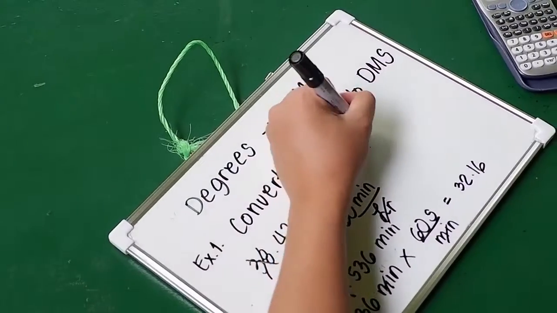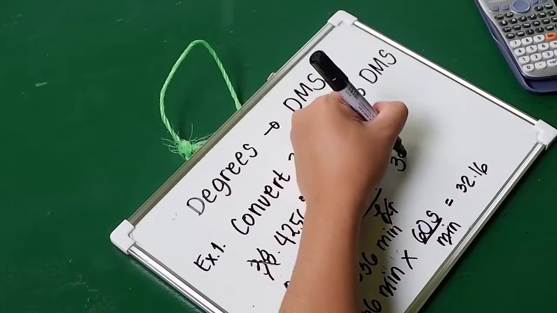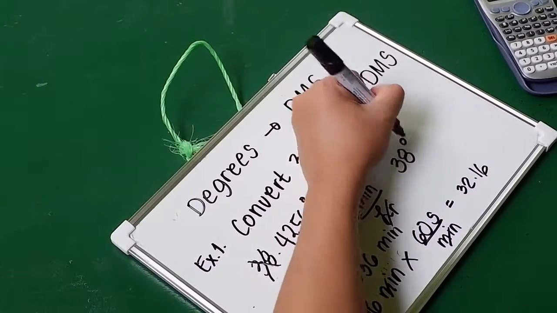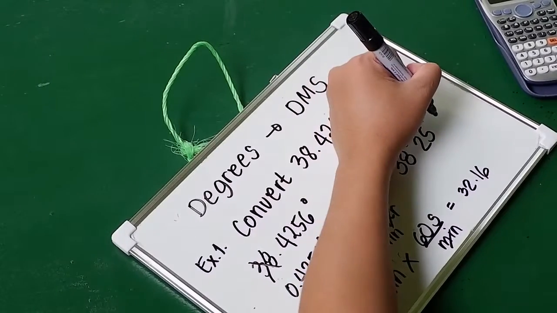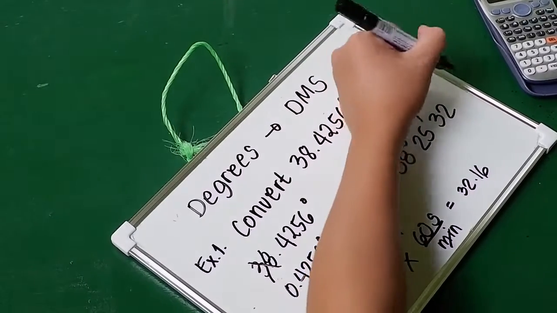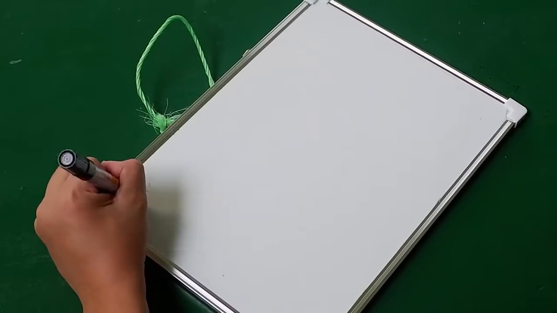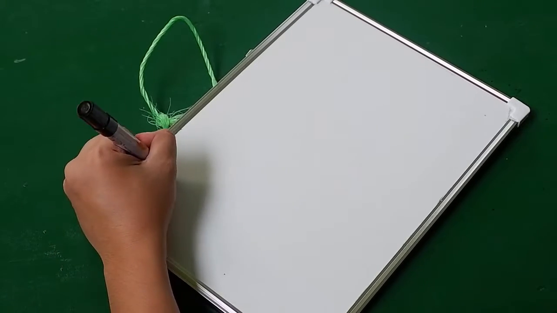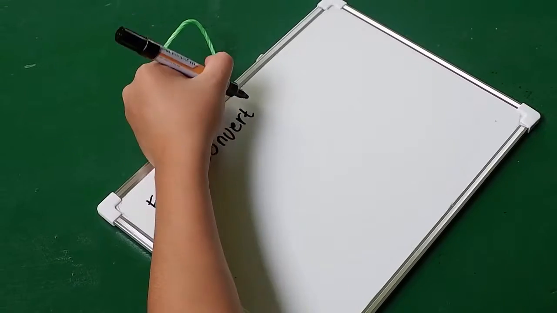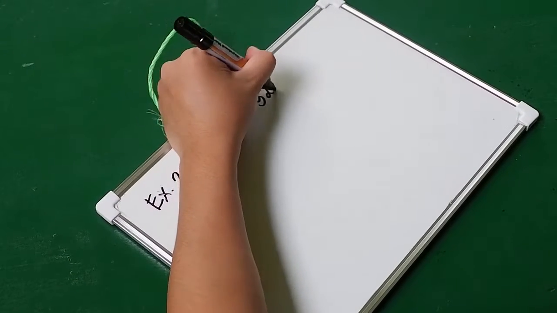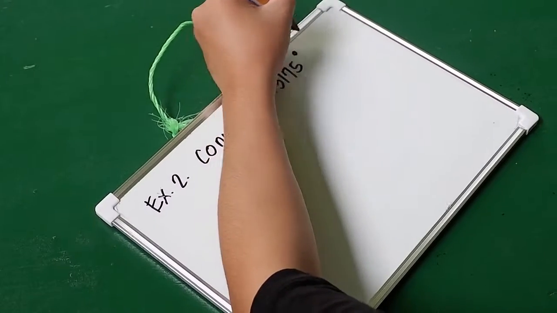For your final answer, you're going to write it like this. So 38 degrees, 25 minutes, and 32 seconds. Let's try example number 2. Convert 62.3175 degrees to DMS.